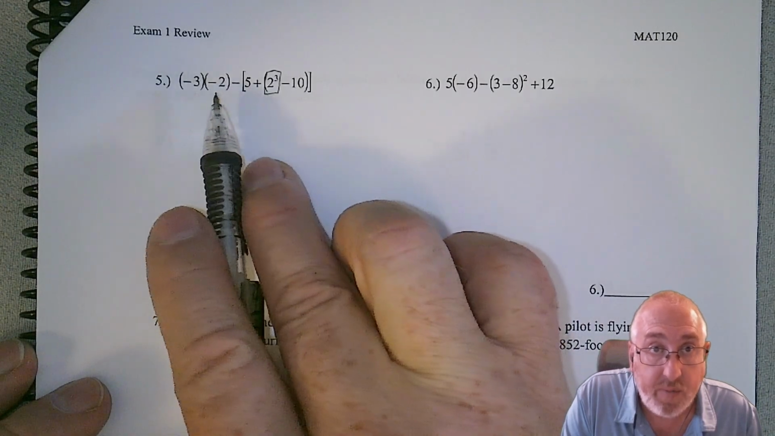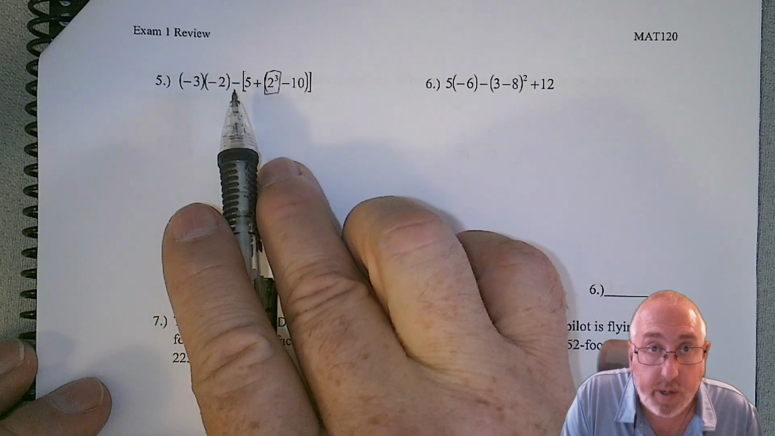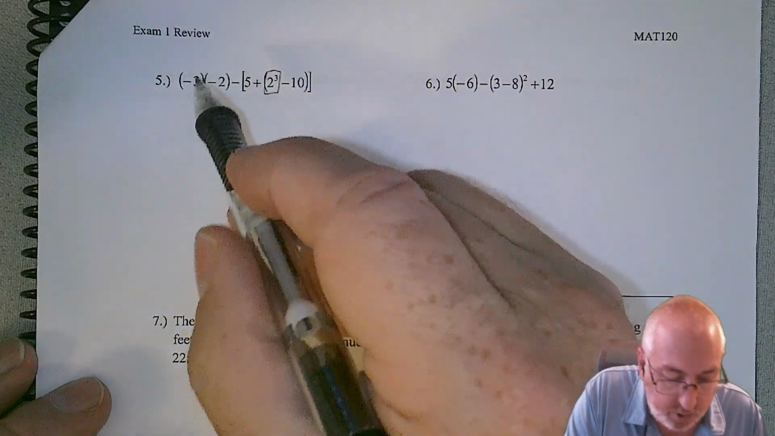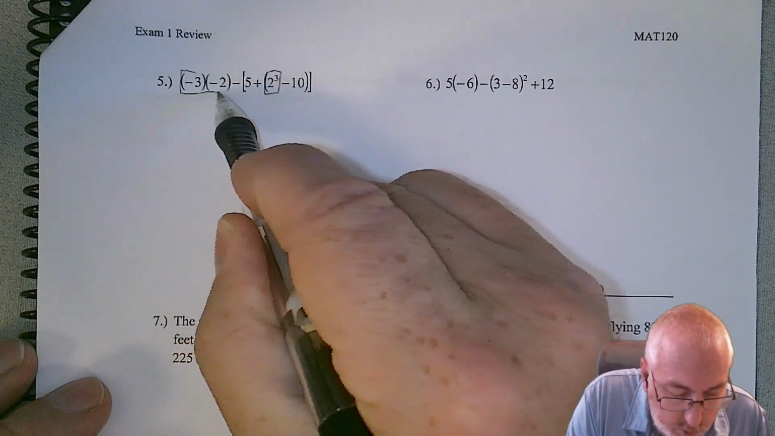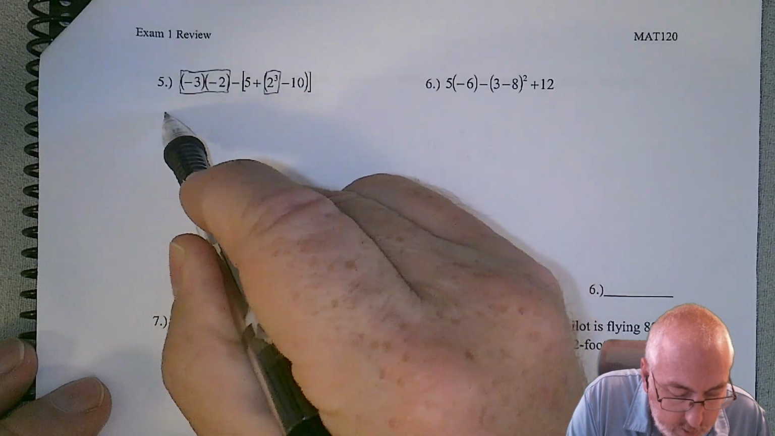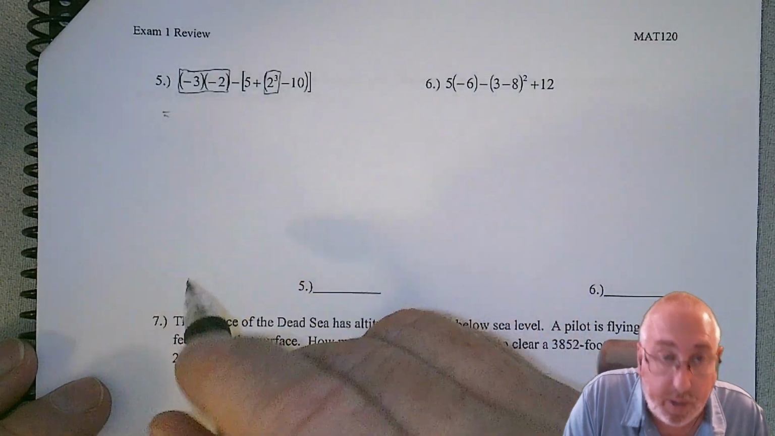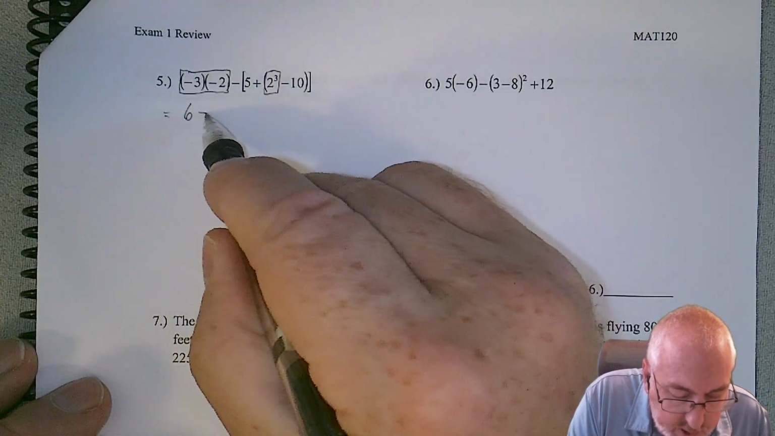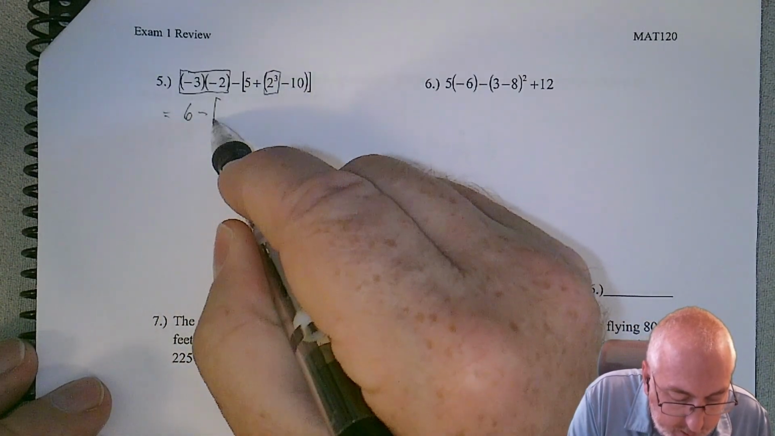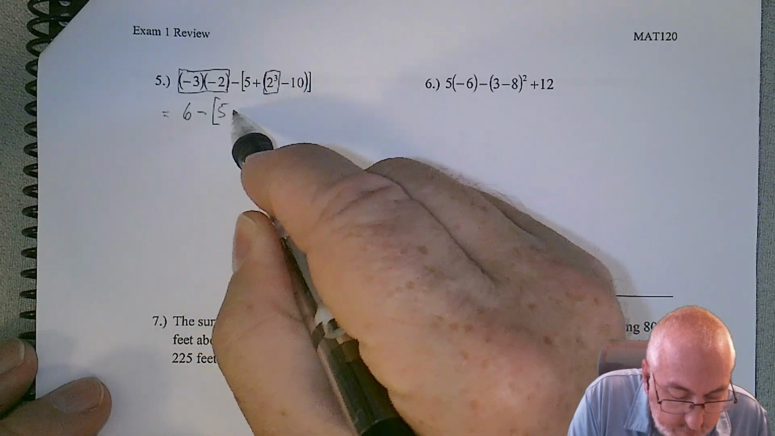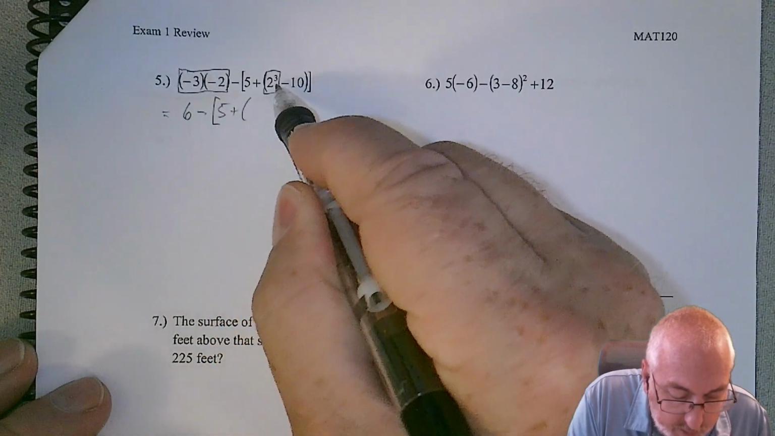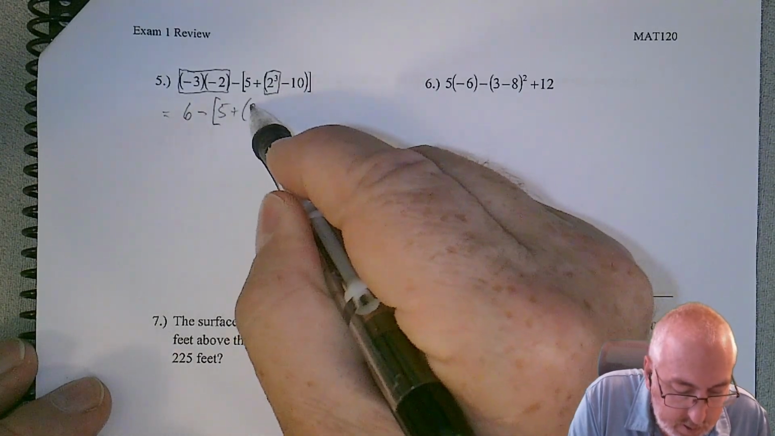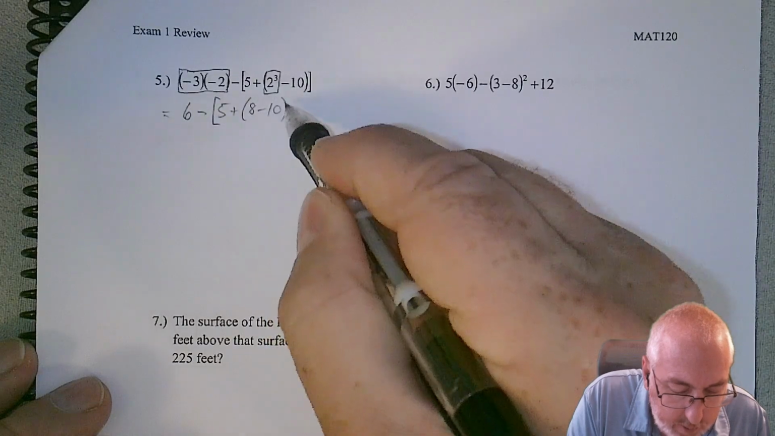So we do have a multiplication here separated from those brackets by subtraction, so we can do this multiplication as well. So we'll just box that. And so negative times negative better be positive, so we should get a positive 6. We have our subtraction, bring down the bracket, bring down the 5, bring down the parenthesis, 2 to the third power, be careful, 2 times 2 times 2 better be 8, minus 10.